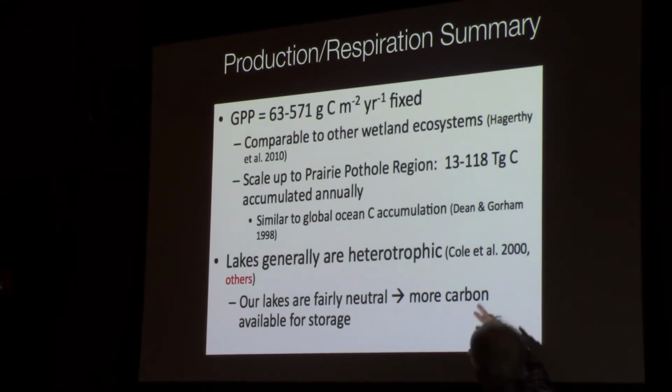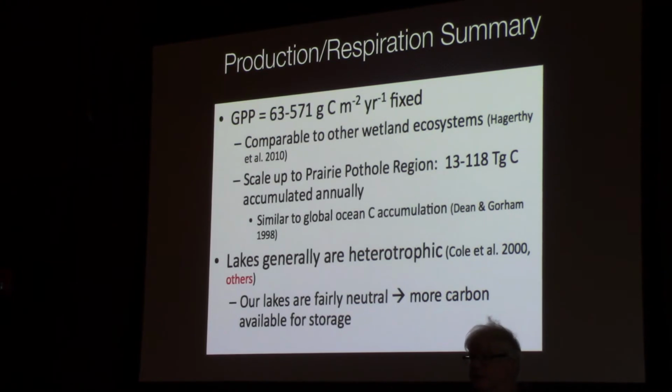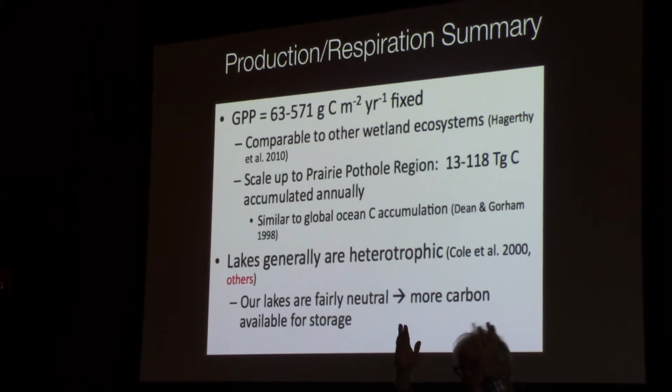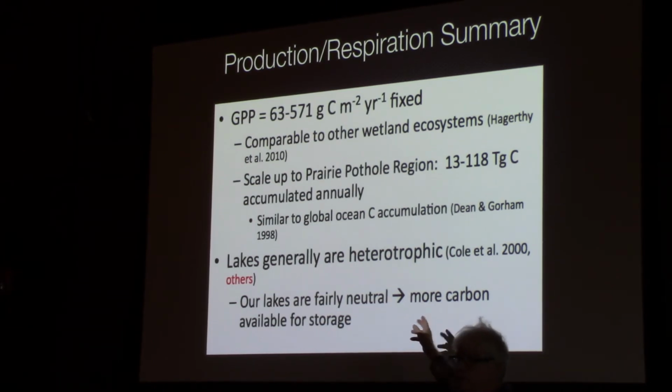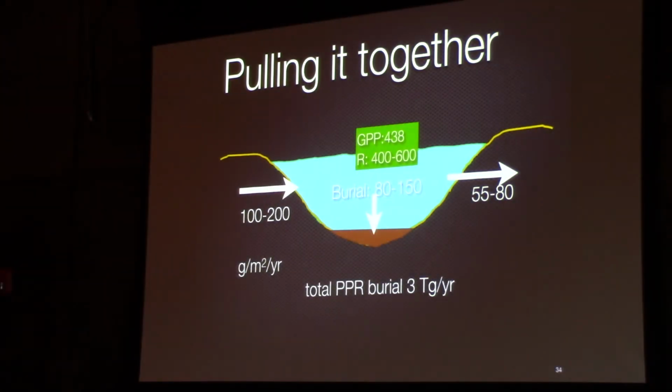Most lakes globally, from John Cole's work, tend to be more heterotrophic. So they move CO2 out into the atmosphere, probably because they collect a lot of material from the watershed as well, and that helps fuel that CO2 loss. But our lakes tend to be fairly neutral. So the fact that they're not negative sort of suggests that maybe they have more carbon to work with and more carbon to bury, which we know is true.